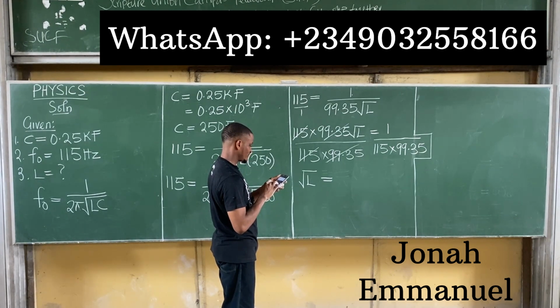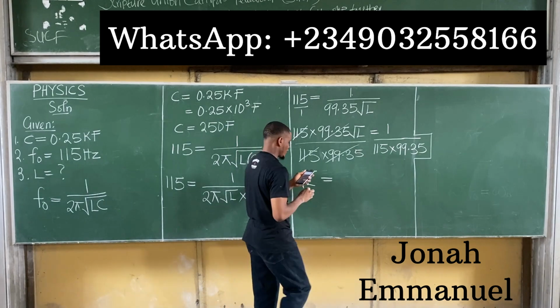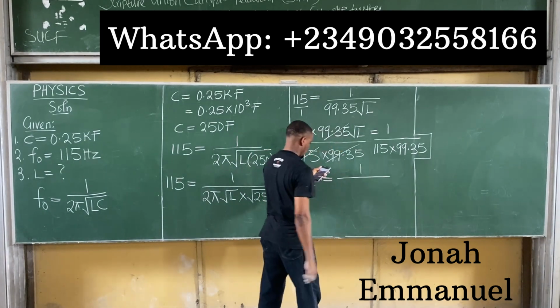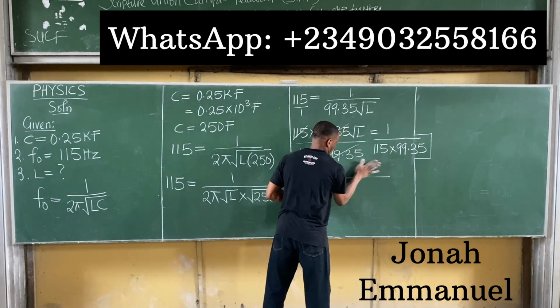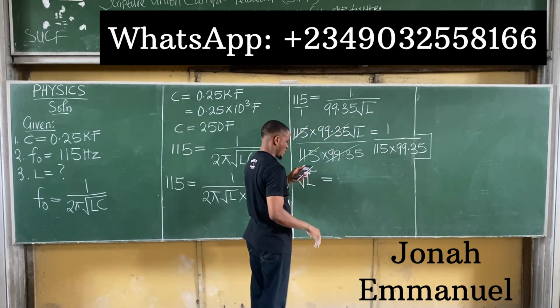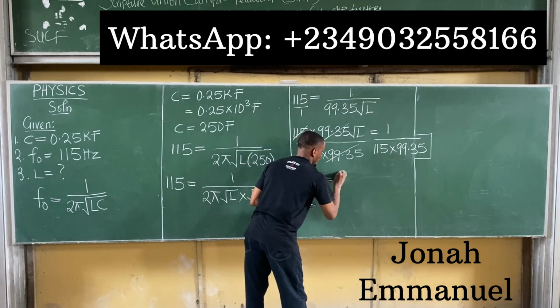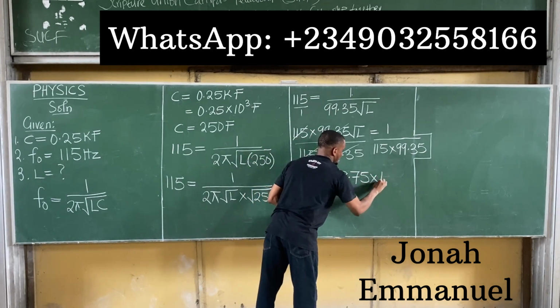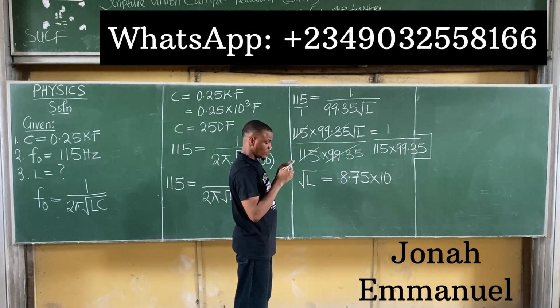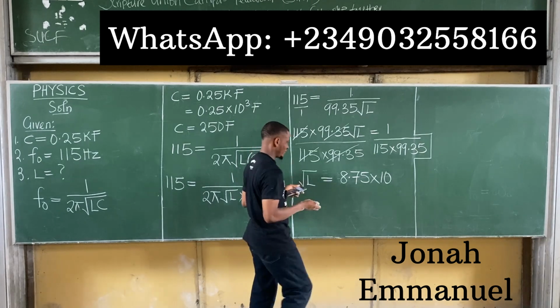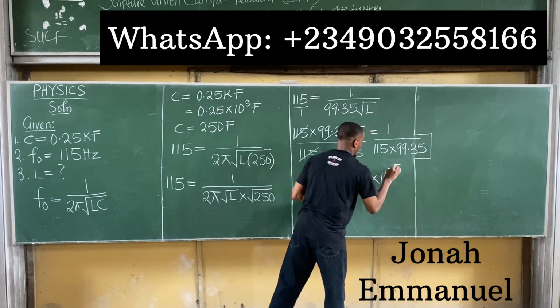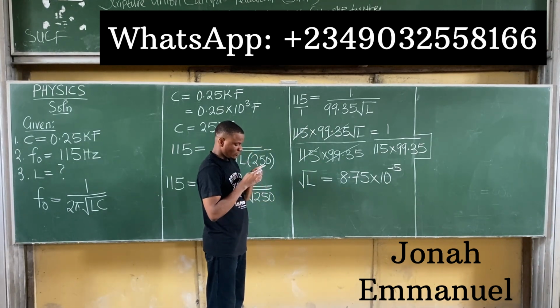115 times 99.35. So this gives me about 1 all over... Okay, so if I punch all of this, everything here gives me about 8.75 times 10 to the power, from here, if I count this, I'm having 1, 2, 3, 4, 5, minus 5. Okay, so I have this.